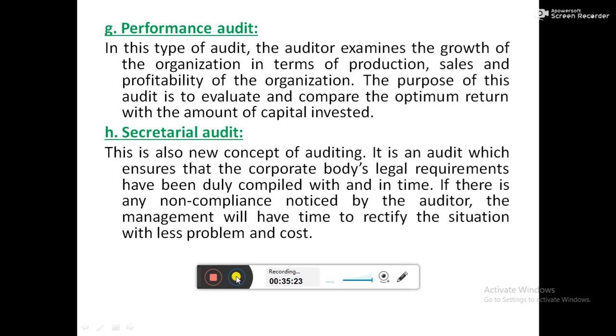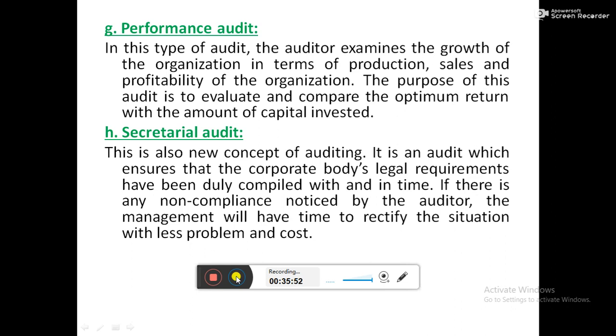So, secretarial audit is conducted in order to know whether the corporate body or the business organization is fulfilling all the legal requirements or not. If they are not fulfilling any of the legal requirements, then the company will be given some time by the auditor to rectify the same.